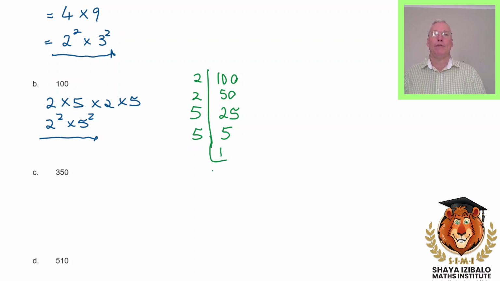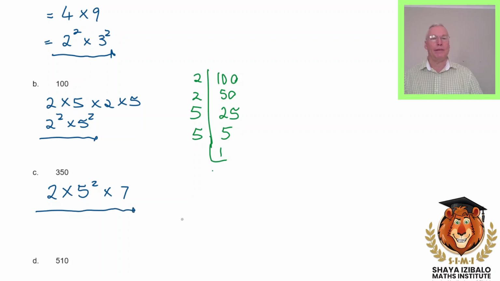Okay, let's do 350. All right, I'm going to do this in my head. 35 times 10. 35 is 5 times 7. And 10 is 2 times 5. So I'm seeing a 2, I'm seeing 2 5s, and I'm seeing a 7. That's the answer. All right? Now, it doesn't matter if you can't do it as quickly as I can. But with practice, you'll be able to do it. All right, I'll just do it slowly.